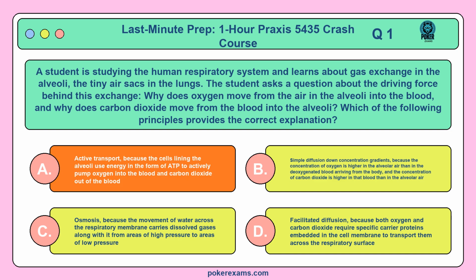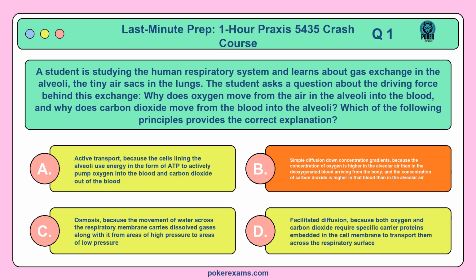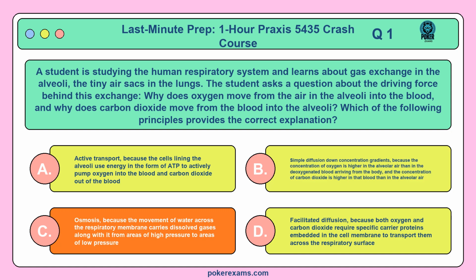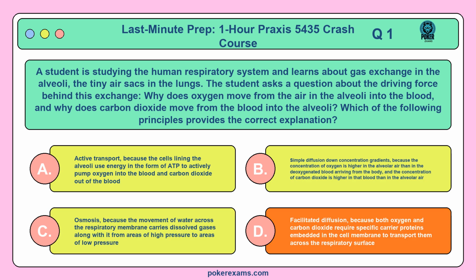Option A. Active transport, because the cells lining the alveoli use energy in the form of ATP to actively pump oxygen into the blood and carbon dioxide out of the blood. B. Simple diffusion down concentration gradients, because the concentration of oxygen is higher in the alveolar air than in the deoxygenated blood arriving from the body, and the concentration of carbon dioxide is higher in that blood than in the alveolar air. C. Osmosis, because the movement of water across the respiratory membrane carries dissolved gases along with it from areas of high pressure to areas of low pressure. Or D. Facilitated diffusion, because both oxygen and carbon dioxide require specific carrier proteins embedded in the cell membrane to transport them across the respiratory surface.